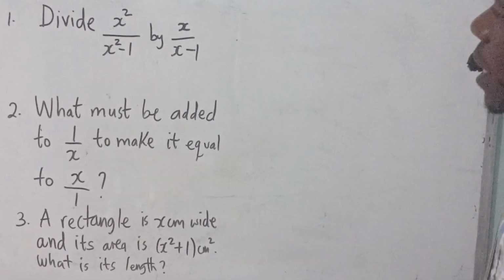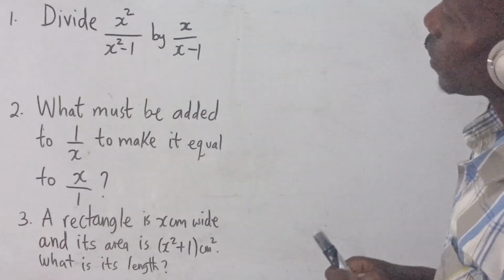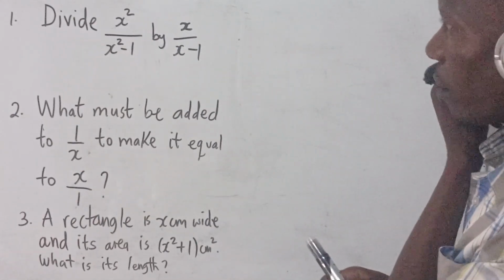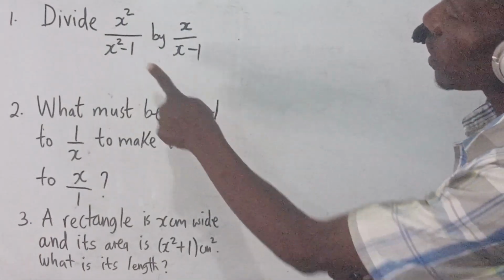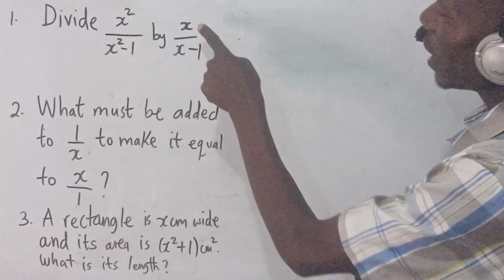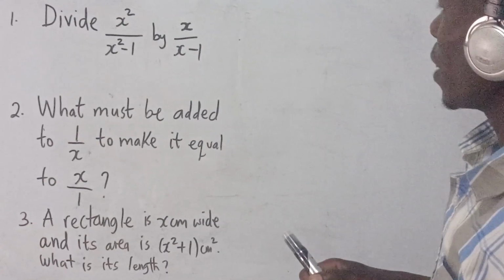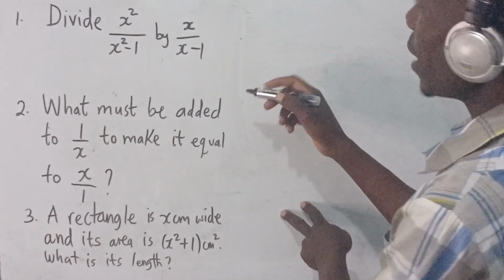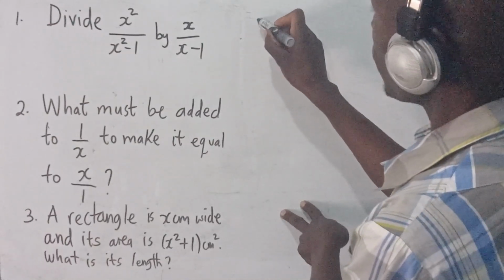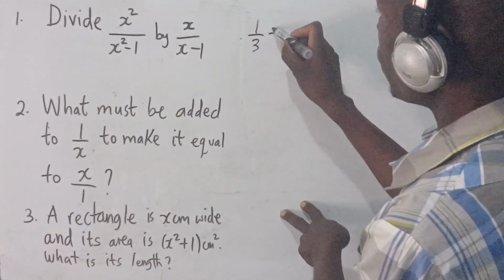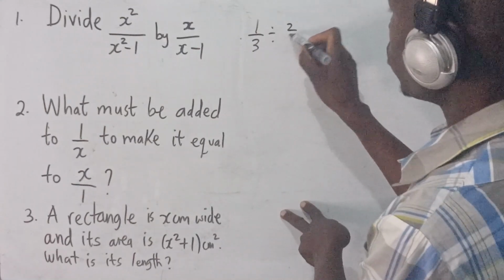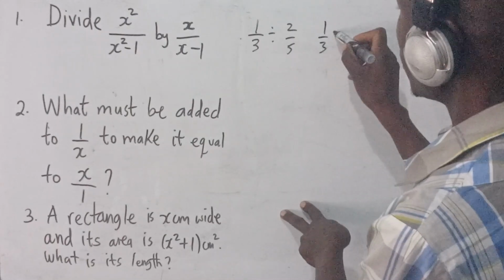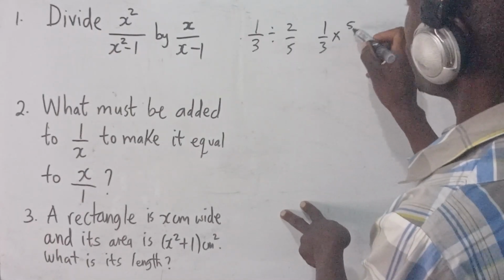Today we have these three algebraic expressions which we tackle as an application. The first question is to divide x squared over x squared minus 1 by x over x minus 1. This is simply a fraction. So in other words, if, for example, we have 1 over 3 divided by 2 over 5, definitely we talk about 1 over 3 times 5 over 2.